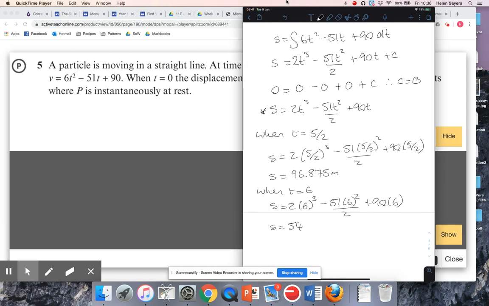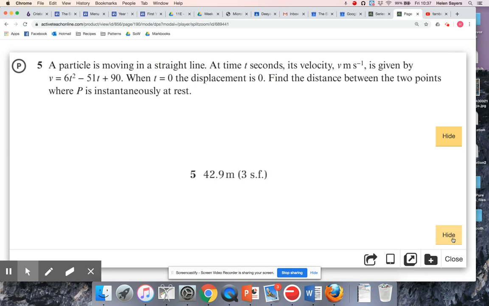So the distance between, so those are the 2 displacements. So the distance between them is going to be 96.875 minus 54. So to three significant figures, that gives me 42.9 meters. I'm just going to check that in case I type something wrong into my calculator.